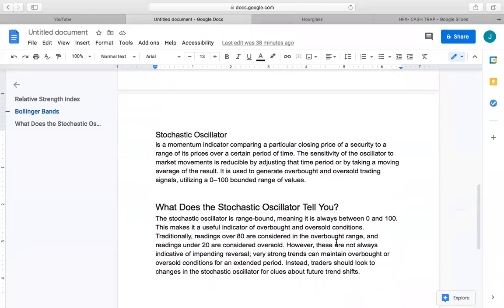Now we go to the stochastic oscillator. So the stochastic oscillator is a momentum indicator comparing a particular closing price of a security to a range of its prices over a certain period of time. The sensitivity of the oscillator to market movements is reducible by adjusting that time period or by taking a moving average of the result. It is used to generate overbought and oversold trading signals.